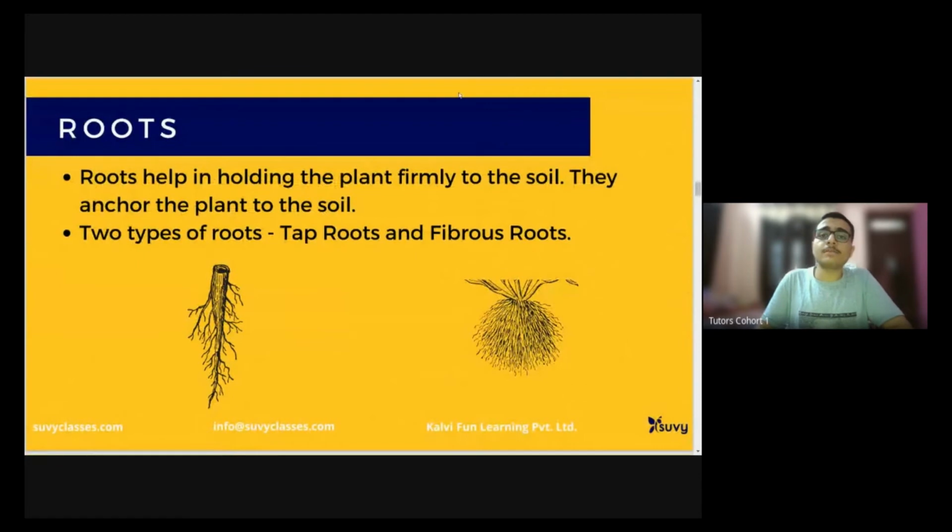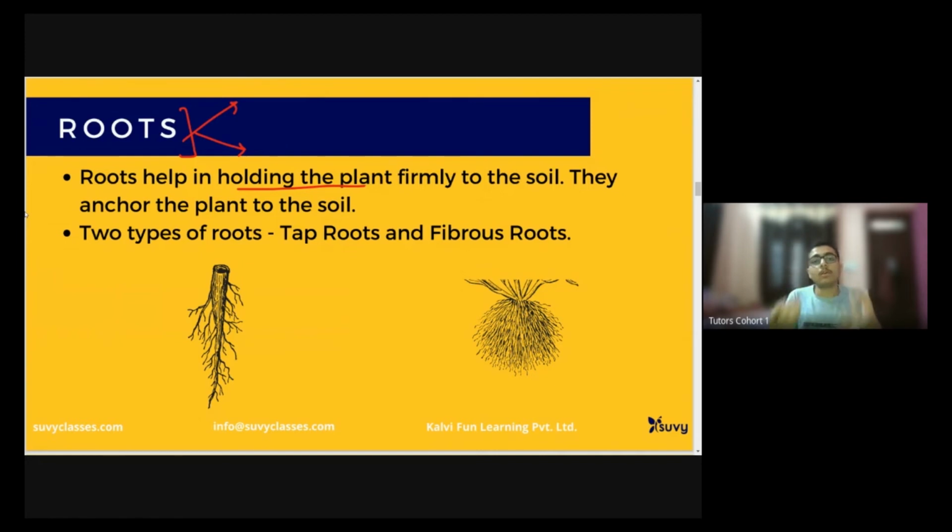So as I'm saying, you should underline the points in your textbook, and you can note down the important points that I say. Now, talking about the root system. Roots can be classified into two categories. Before we go to classification, what's the function of roots? Roots help in holding the plants firmly to the soil. They are under the ground. They are responsible for holding plants in position.